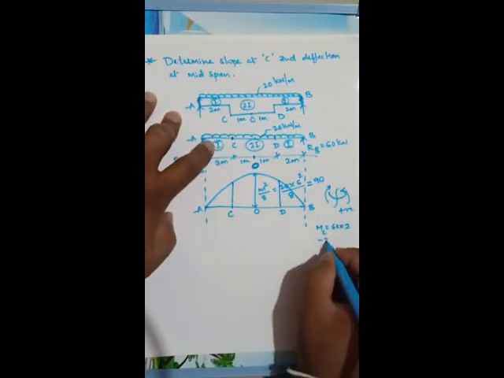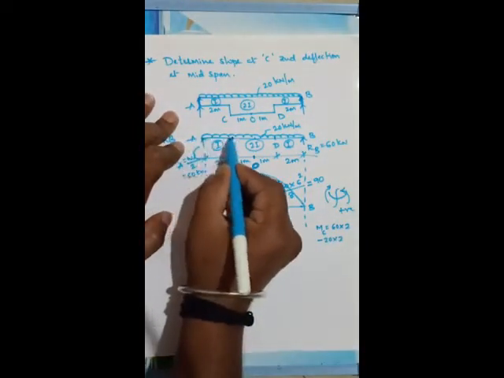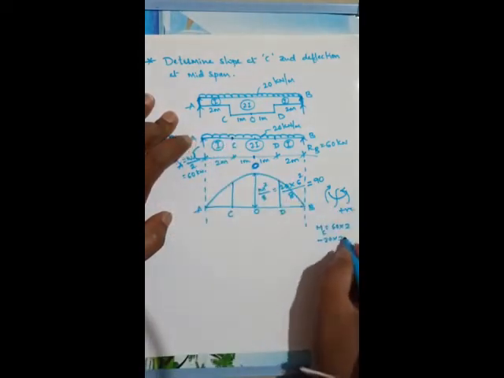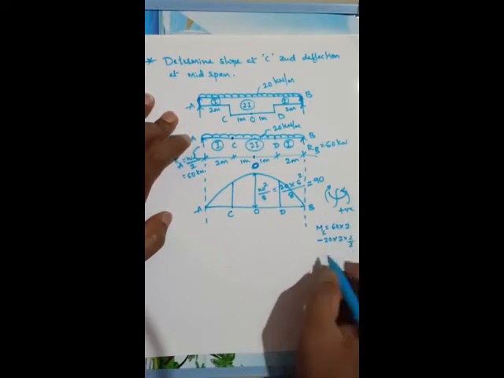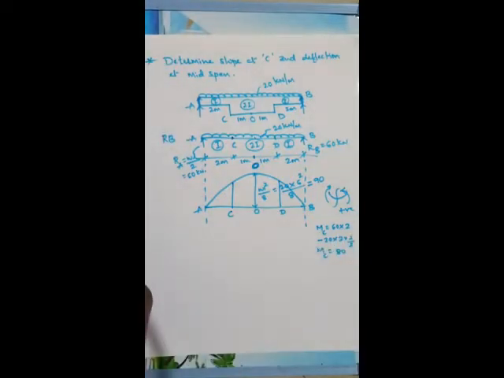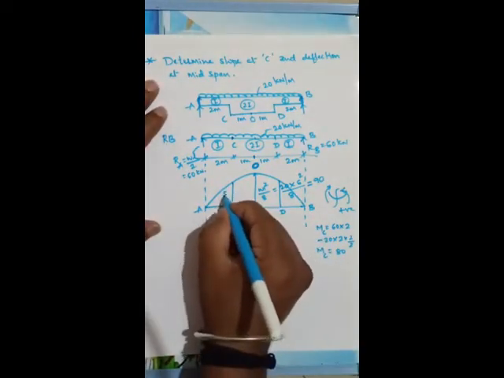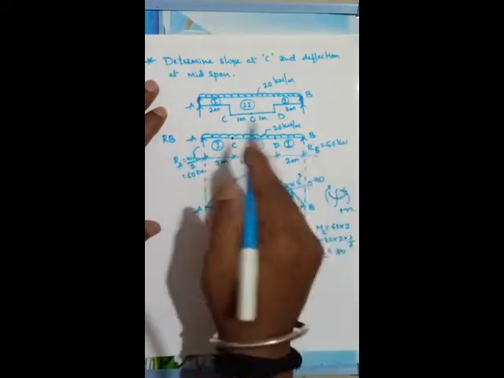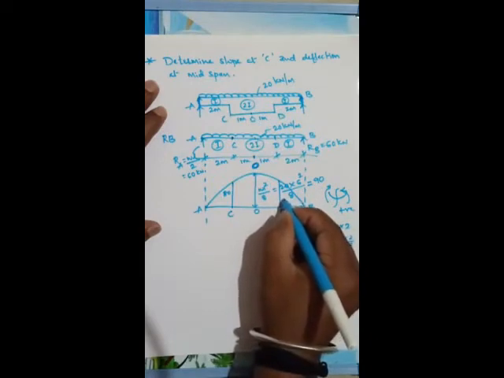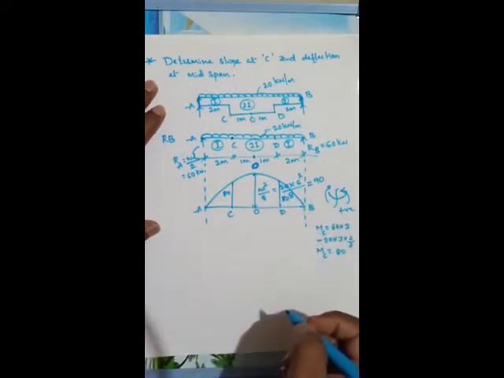What is that? 20 into 2, the span acting here, from here to here, 20 into 2 into 2 by 2, that is 1. So you will get the moment at C as 80. 60, 120, 40. 120 minus 40 is 80. So this is 80. Since it is symmetrical loading, here also 2 meters, here also 2 meters, you will get this is also 80.